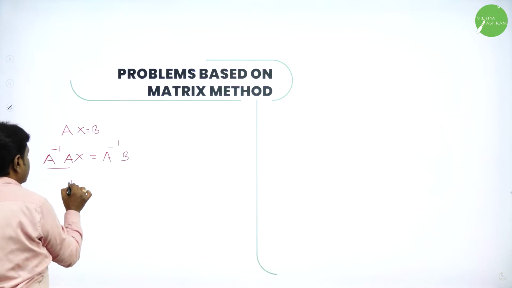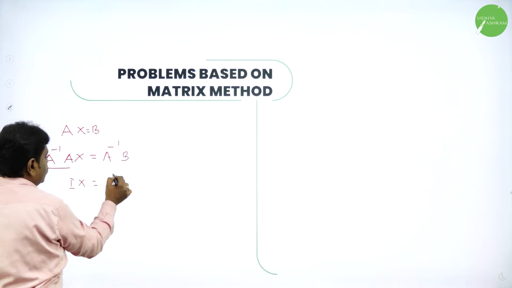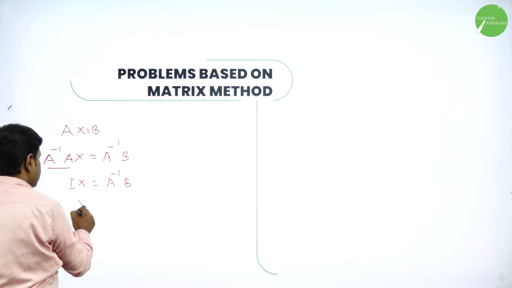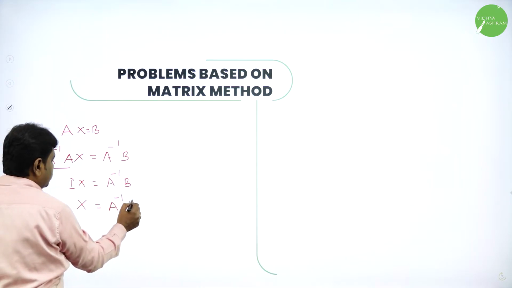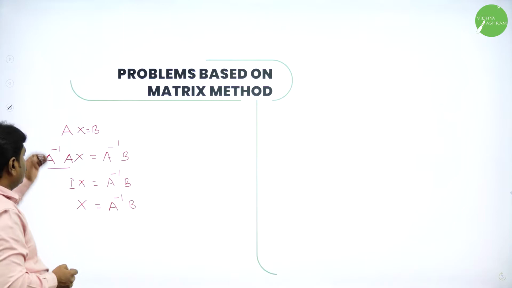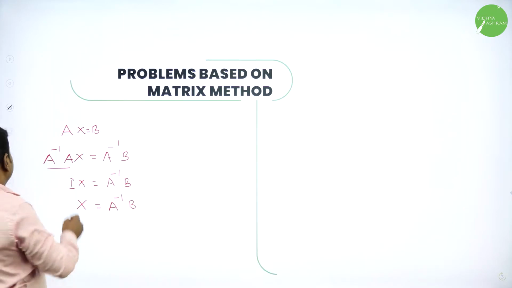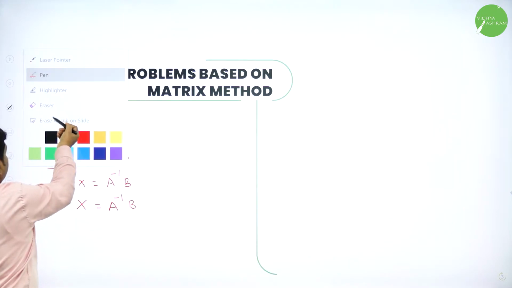A into A inverse is I, so I into X is equal to A inverse into B. So X is equal to what? A inverse into B. This is the method. And we don't need all the steps; by the matrix method you can write it directly. So I'll erase all these things.